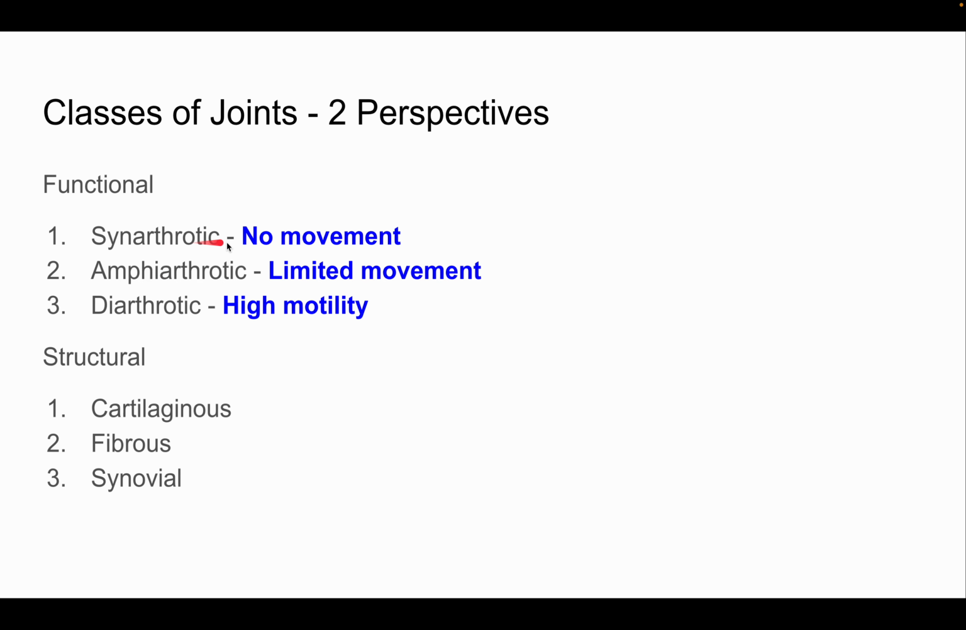So synarthrotic joints have practically no movement. Amphiarthrotic joints have limited movement. Diarthrotic have high motility, so very high movements, like the glenohumeral joint between the humerus and the glenoid cavity of the scapula. Now, structurally, we have cartilaginous joints, fibrous joints, and synovial joints.